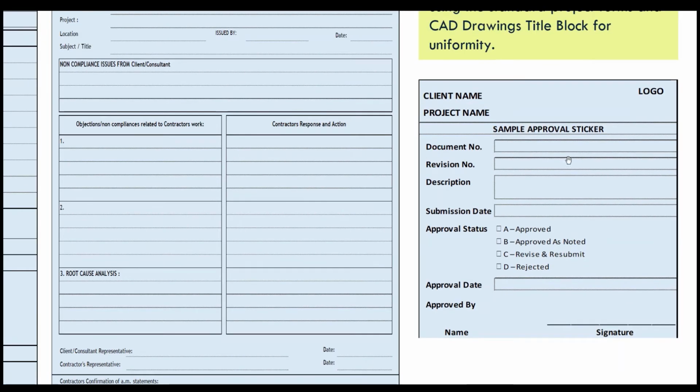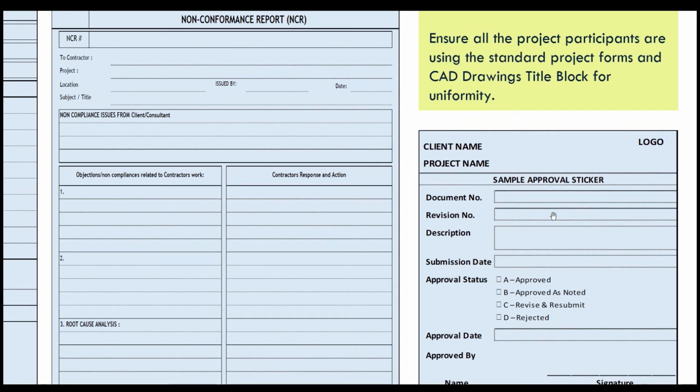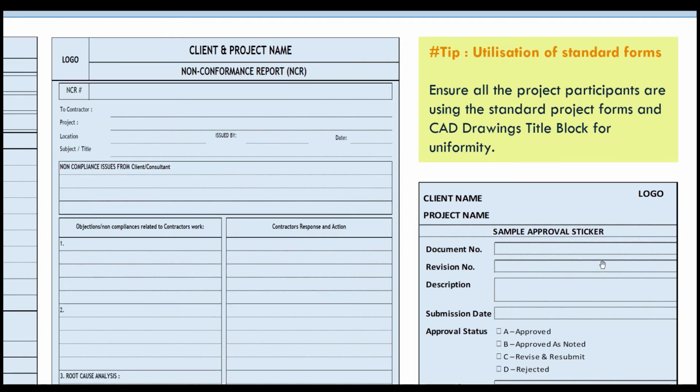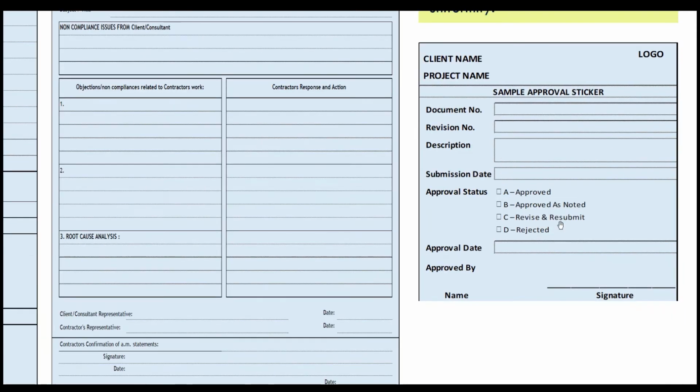Here again we have a sample approval sticker. For any material sample we receive, the contractor has to use this sample approval sticker, wherein the document number, the tracking number of that sample, the revision description and submission date, along with the final review approval status, are captured based on the sample review. It is signed by the reviewer.